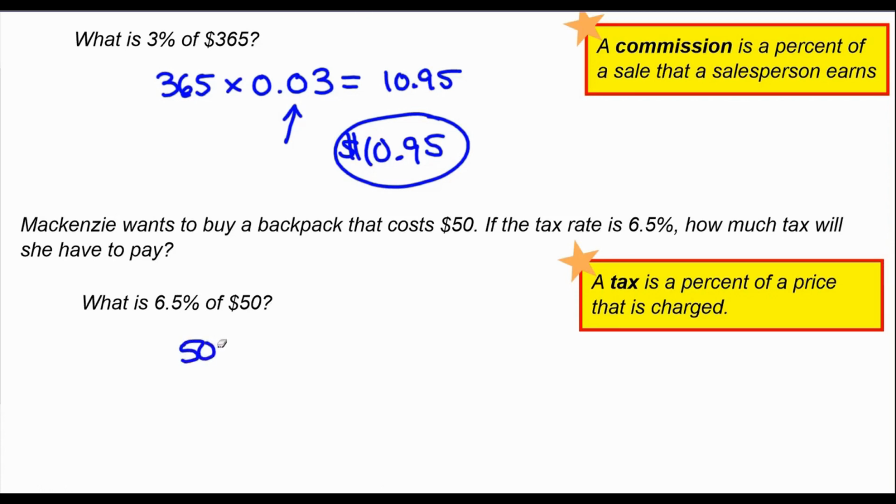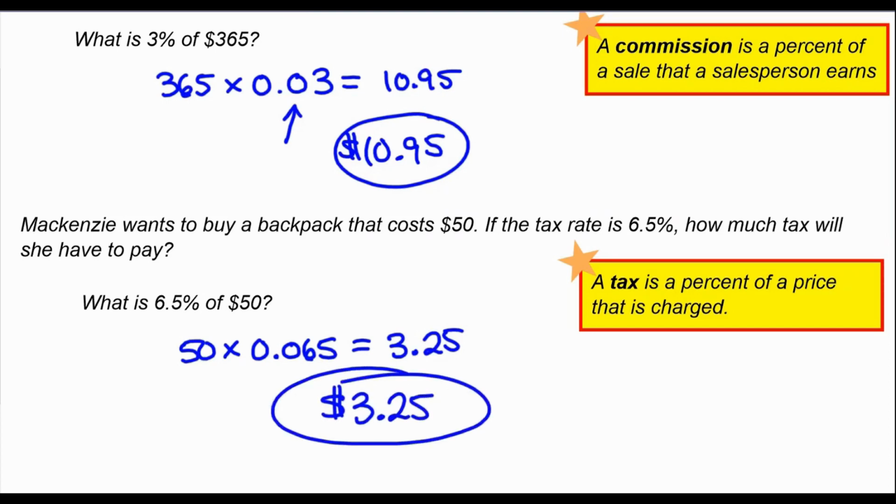To do that, I'm going to take 50 and multiply that by 6.5% as a decimal. So if I divide that by 100, I get 0.065. And 50 times 0.065 is 3.25. So Mackenzie's going to have to pay an extra $3.25 in tax. So finding percents of numbers, multiplying the number we're finding the percent of by the percent as a decimal or a fraction.